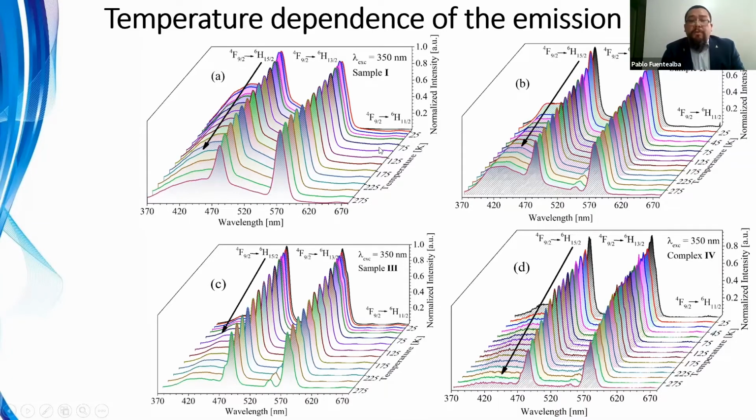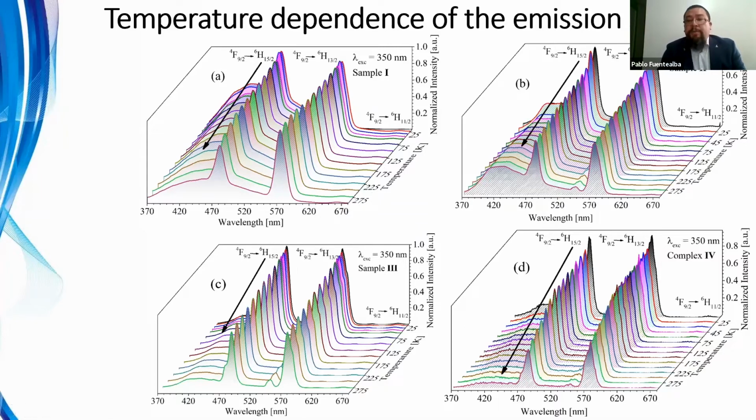In the other complexes, the emission spectra doesn't present much change in the measured temperature range. In this case, we have collected data from approximately 25K until room temperature.